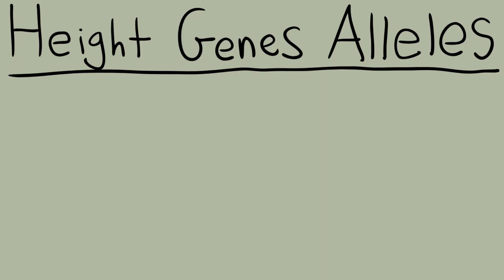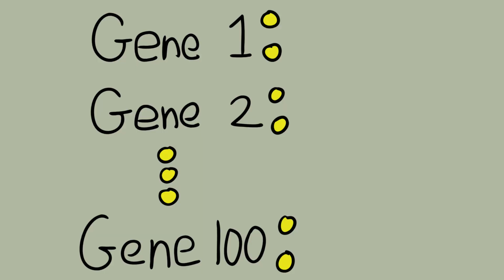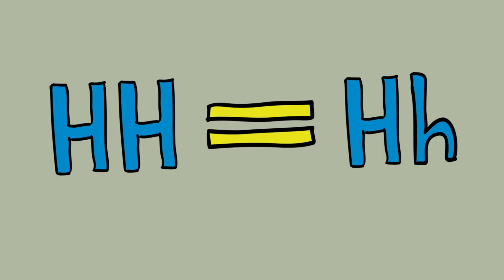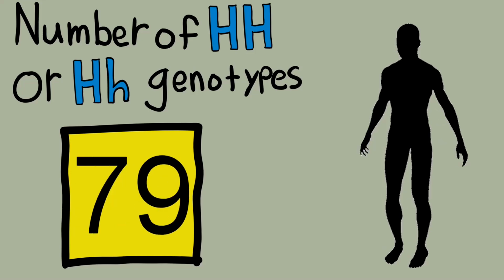Imagine each person has 100 genes that determine their height. In reality, we don't know the real number. Each gene has two alleles, big H and small h. The big H allele makes you taller, so everyone has 100 genes that relate to their height, and for each gene, they have big H big H, big H small h, or small h small h. For simplicity, let's assume the taller allele, big H, is dominant, so big H big H and big H small h both contribute the same amount to a person's height, just like the yellow allele in Mendel's peas. Then, an individual's height is determined by the number of big H big H and big H small h genotypes they have.